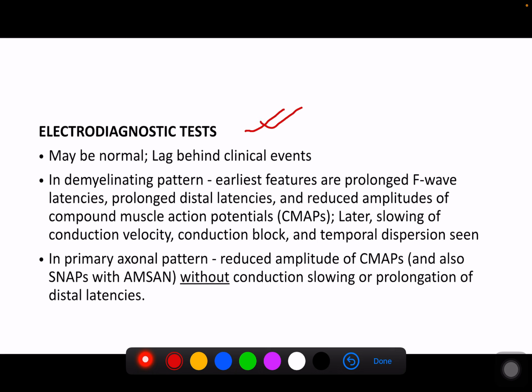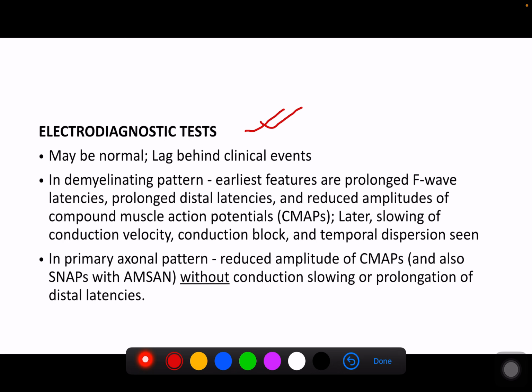It might be normal, and it lags behind the clinical events. In the demyelinating pattern, the earliest features are prolonged F wave latencies, prolonged distal latencies, and reduced amplitudes of the compound muscle action potential. Later, slowing of conduction velocity, conduction block, and temporal dispersion are seen.